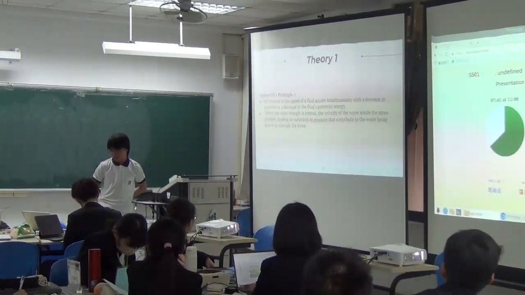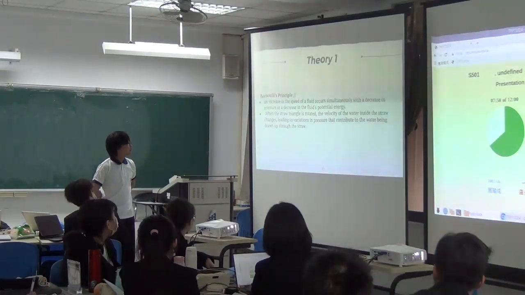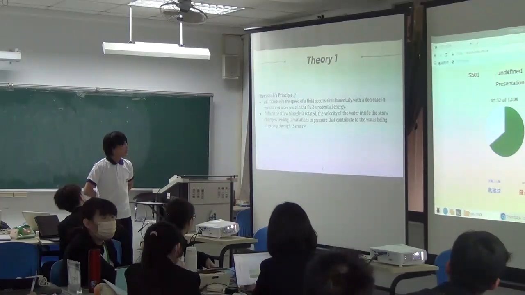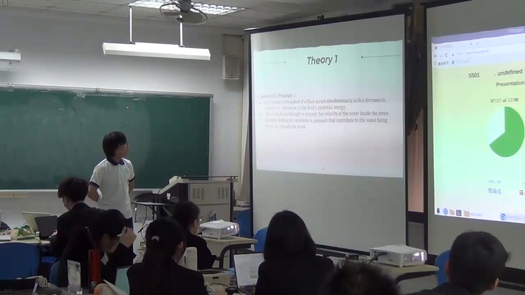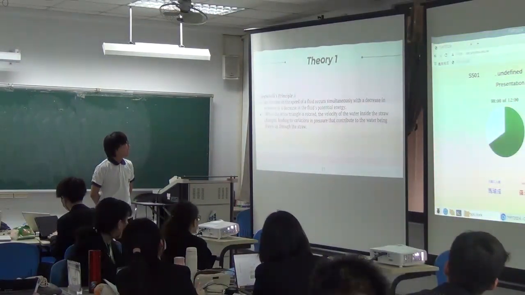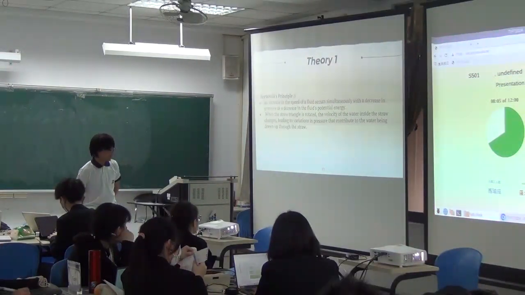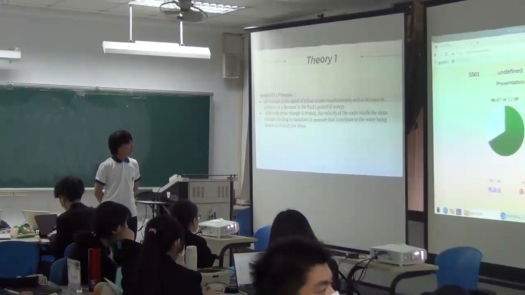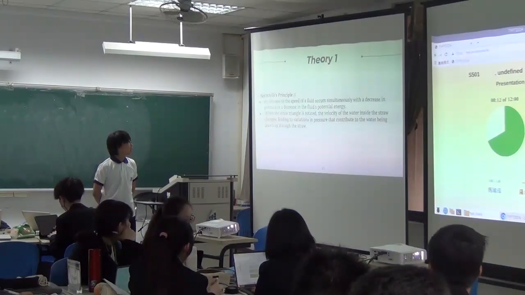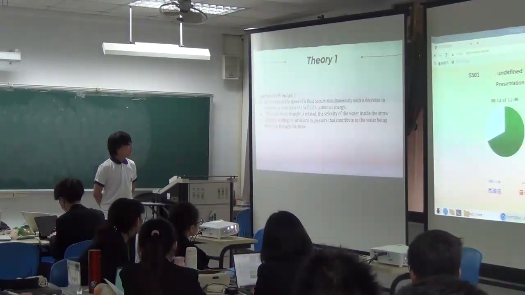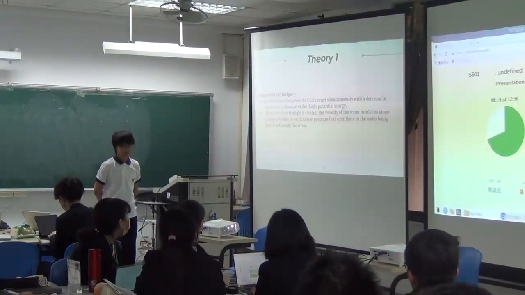And theory 1. So I think an increase in the speed of the fluid occurs simultaneously with a decrease in the pressure and the fluid's potential energy. When the straw triangle is rotated, the velocity of the water inside the straw changes, leading to variations in pressure that contribute to the water being dropped off through the straw.